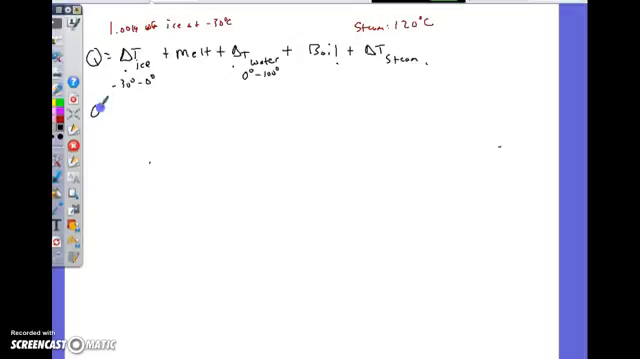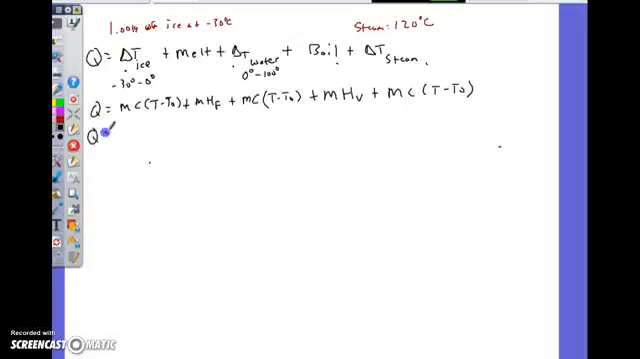So the changing temperature formula is mc(T minus T naught). The melting temperature is m times heat of fusion. The heating up of water formula is mc(T minus T naught). My boiling water is m times heat of vaporization. And my change in temperature for steam, again, mc(T minus T naught).